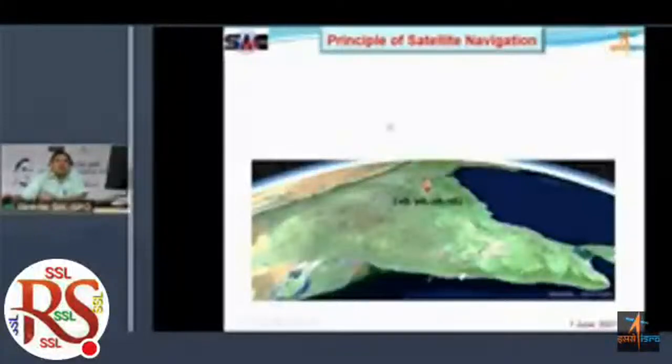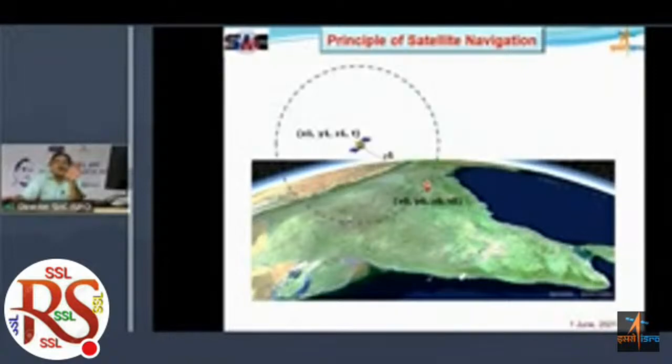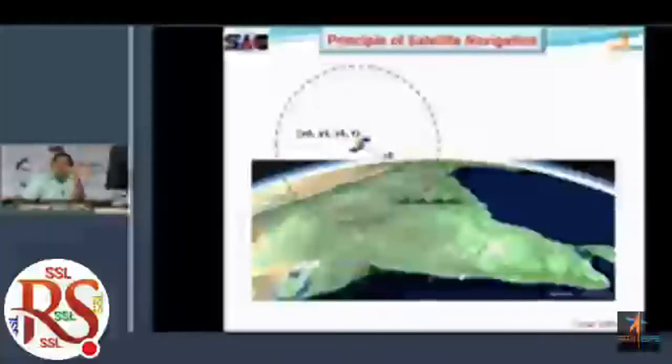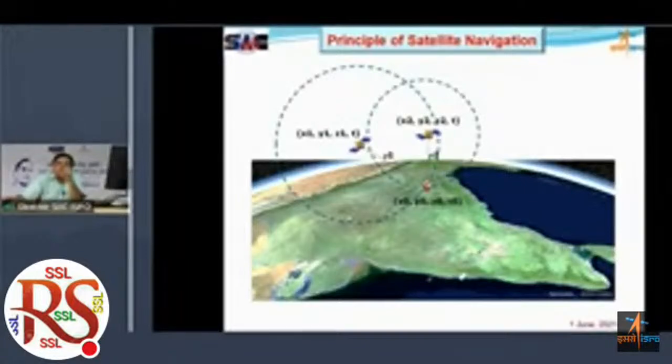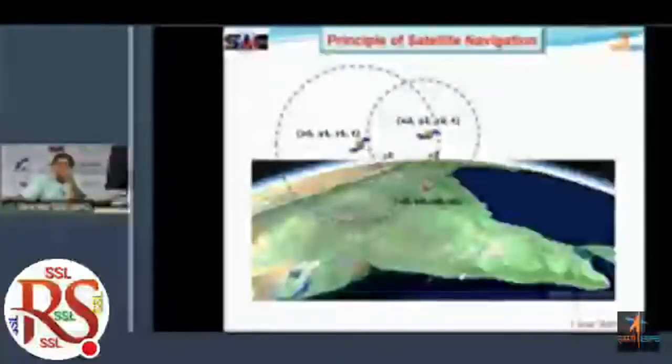Now this is the concept or principle of satellite navigation. There is a location, say in India, with coordinates X, Y, Z. I can find out these coordinates using one satellite. With respect to the satellite, I can know the vector and the distance and locate it. But if I want to zero down on that, I need another satellite, so that the intersection will give me another solution, because there are three variables.